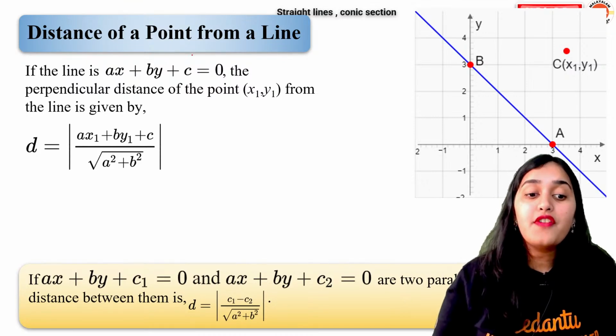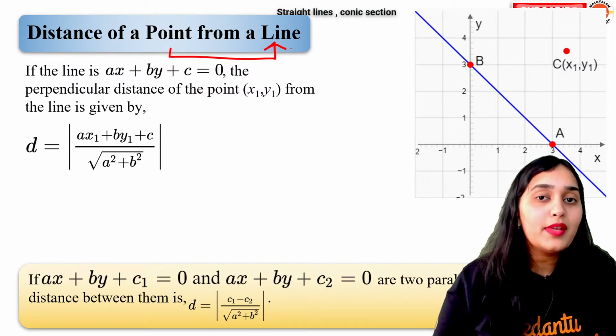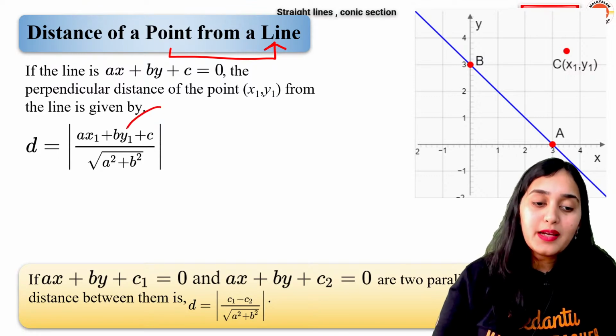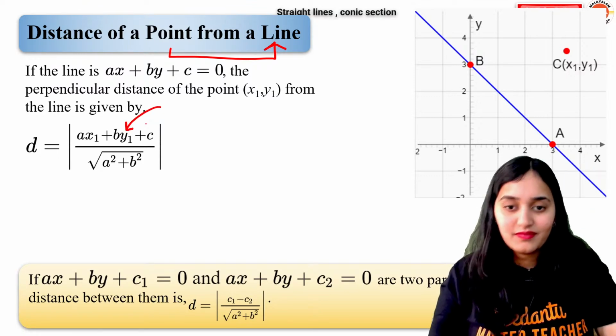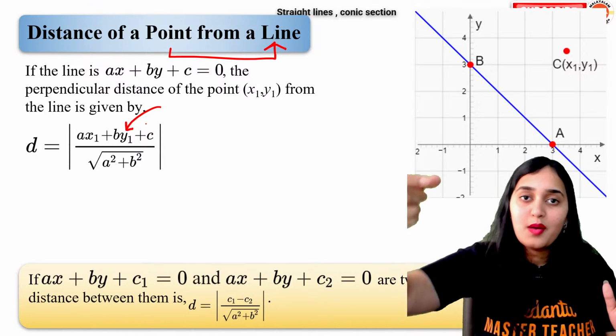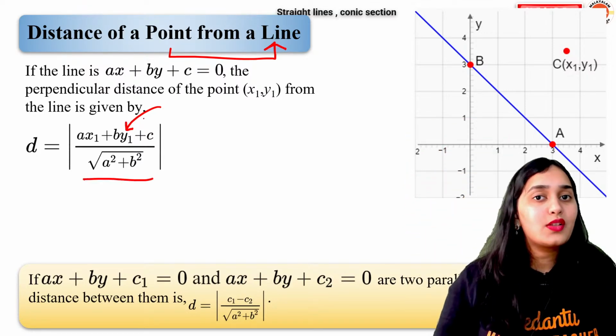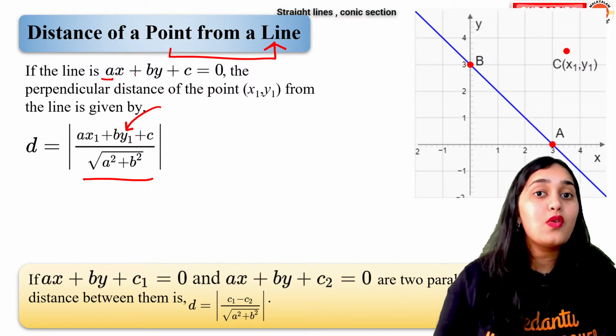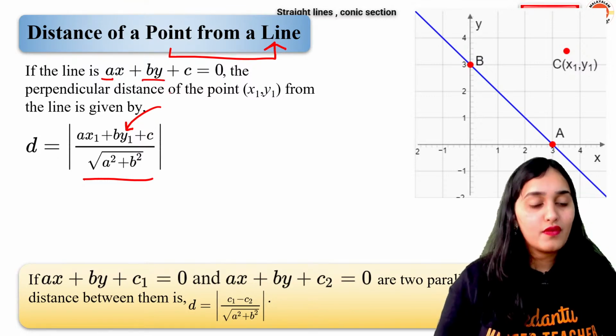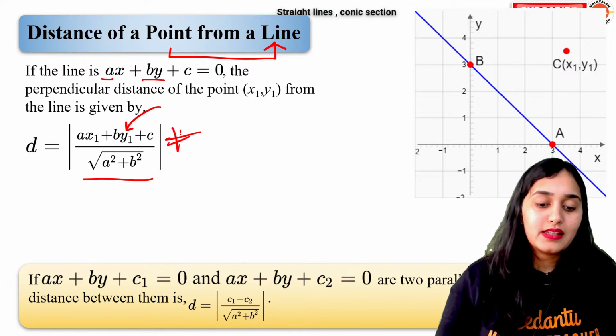Next, the distance of a point from a line formula. Just put the point in the equation of the line, and divide it by root over a square plus b square. Okay, a is the coefficient of x, b is the coefficient of y. So, this is the distance formula.